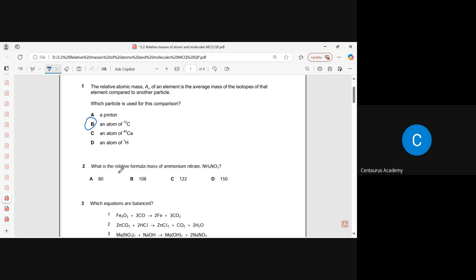What is the relative formula mass of ammonium nitrate? Relative formula mass is basically used for ionic compounds. So what is the relative formula mass of ammonium nitrate, which is NH4NO3? You may use the periodic table for this one.